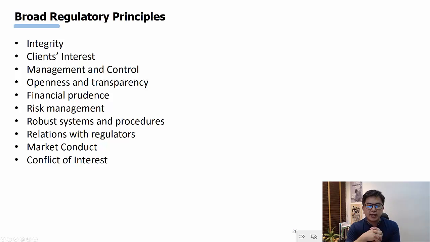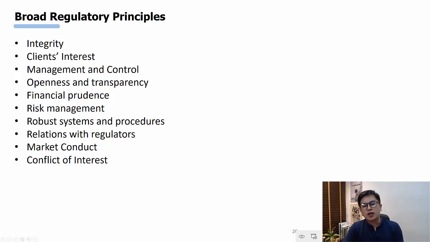Next, we have management and control. This is talking about organizing and controlling the financial institution's affairs effectively. You need to have a good manager. You need to really control your business properly, right? So that you can tackle any difficulties along the way that your financial institution is facing.